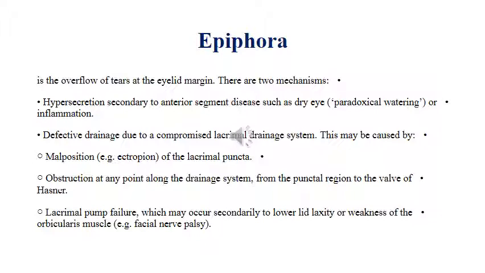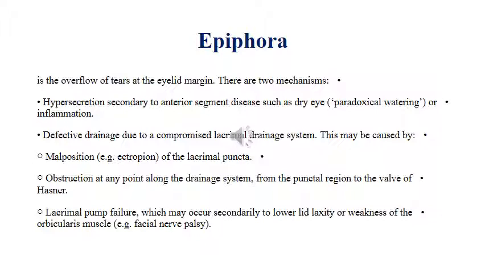What about defective drainage? Defective drainage is due to an obstruction along the pathway of the lacrimal drainage system, or due to malposition of the lacrimal puncta. We said the lacrimal puncta are situated at the posterior lid margin so that they will be in contact with the ocular surface. But if this lid margin is malpositioned or the puncta are malpositioned, this will cause defective drainage. That means the puncta are not in contact with the ocular surface, so how will the tears flow through them? The tears will not flow, and this will result in epiphora.